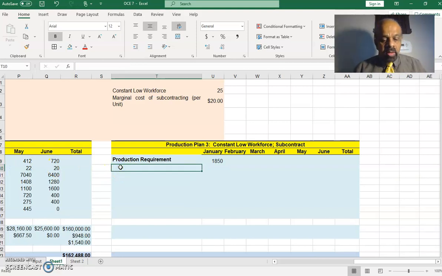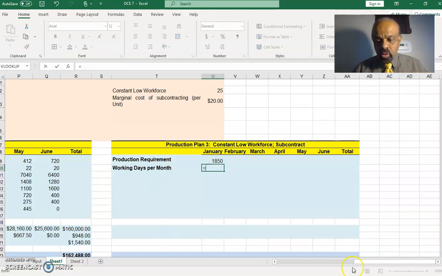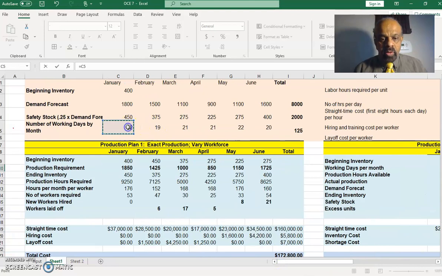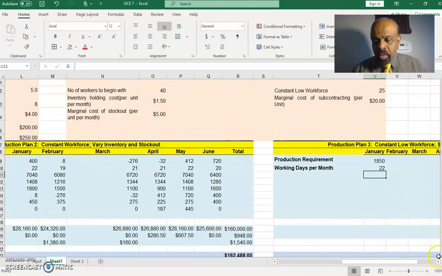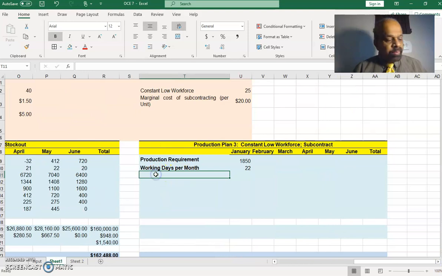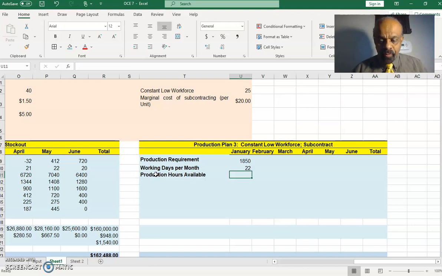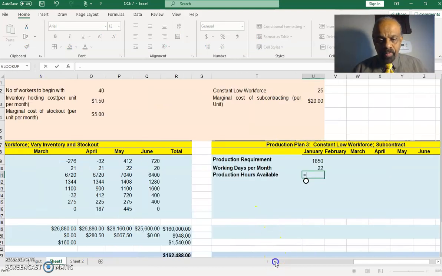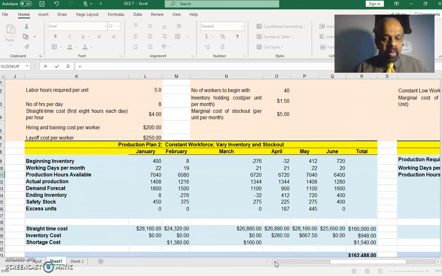The next thing I want to look at is the working days per month. The working days per month is given again. I'm going to copy that, which is 22. The third thing is production hours which are available to me. I've also calculated that before, and I'm going to use that. You can calculate it again, whichever you want to, but it is given here.